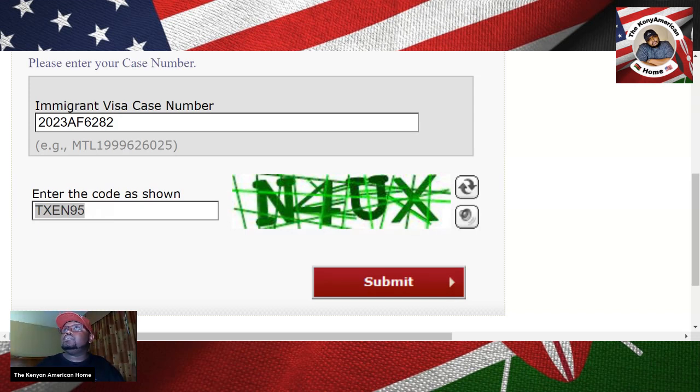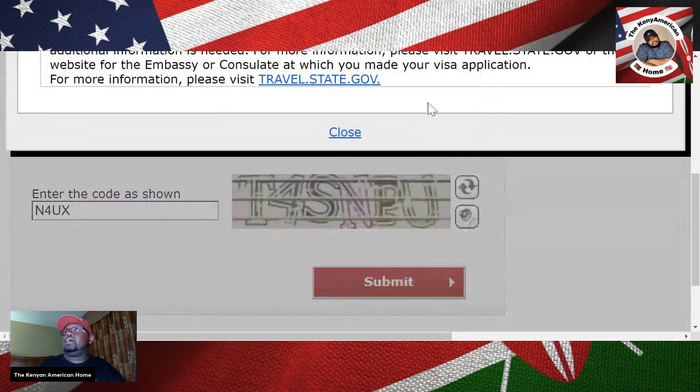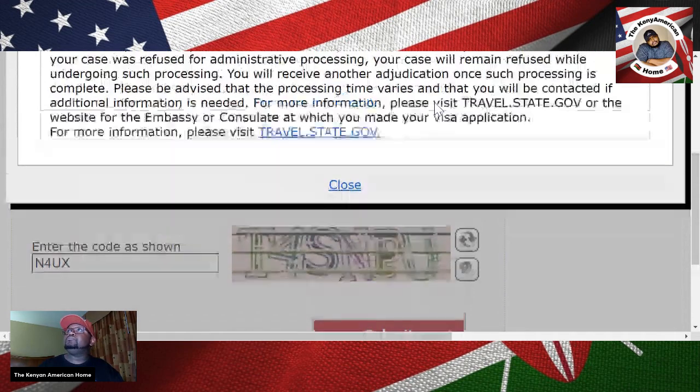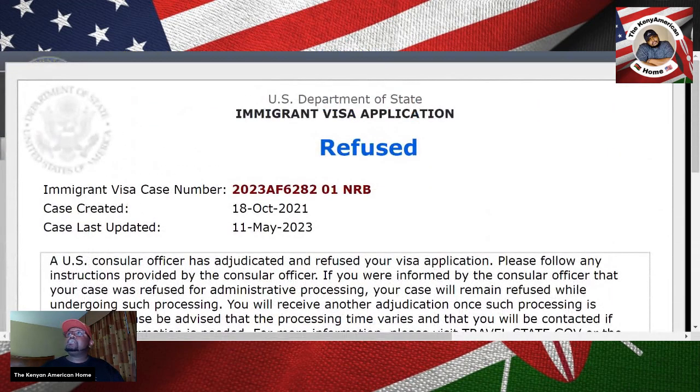It did not let me type for UX. Oh no, I don't know what's happening. Is my computer freezing? Okay, it came through.